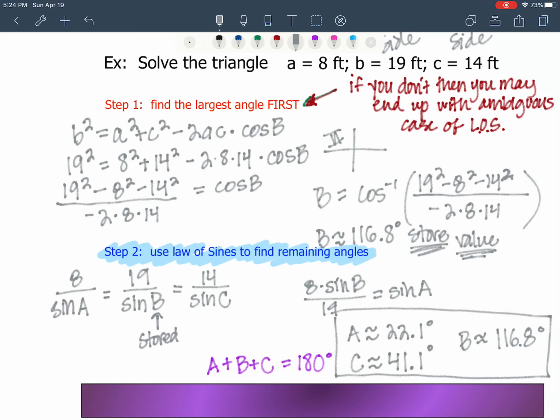Now I'm going to do a quick check. Smallest side, smallest angle. Agreed. Largest side is side B, across from the largest angle. Yeah. And then we have the side that's in the middle has an angle that's in between the smallest and the largest. So our answer makes sense.